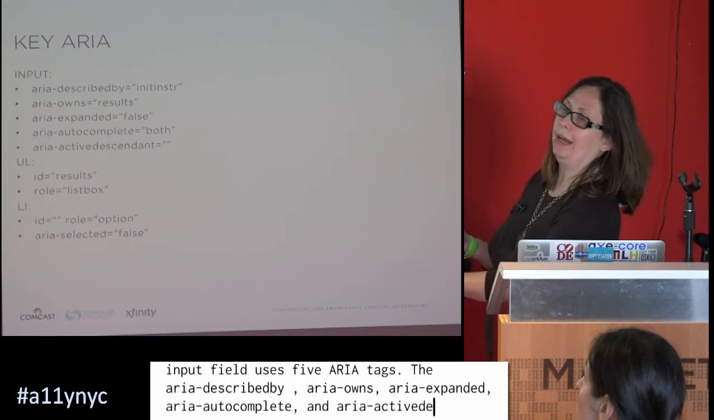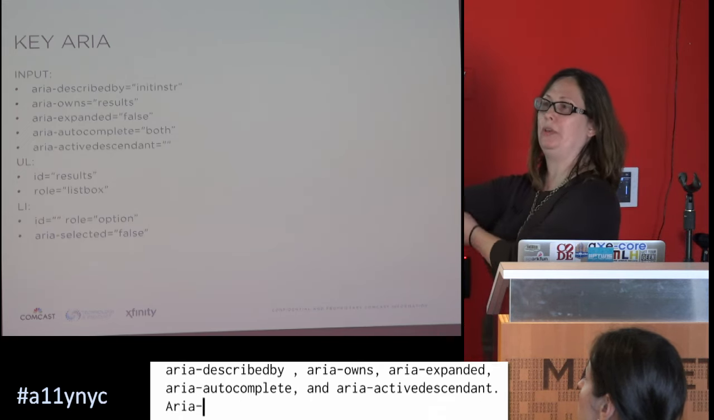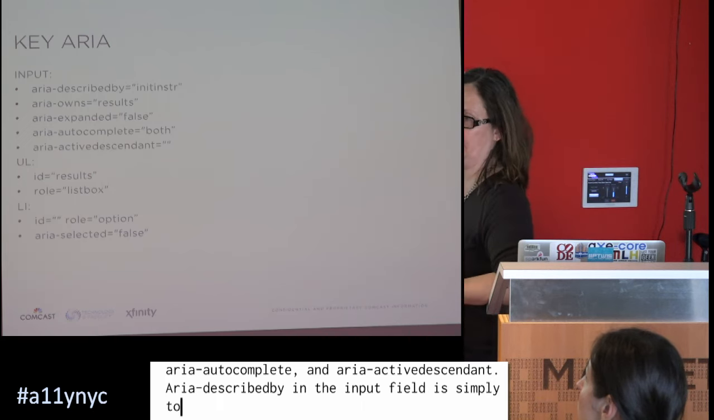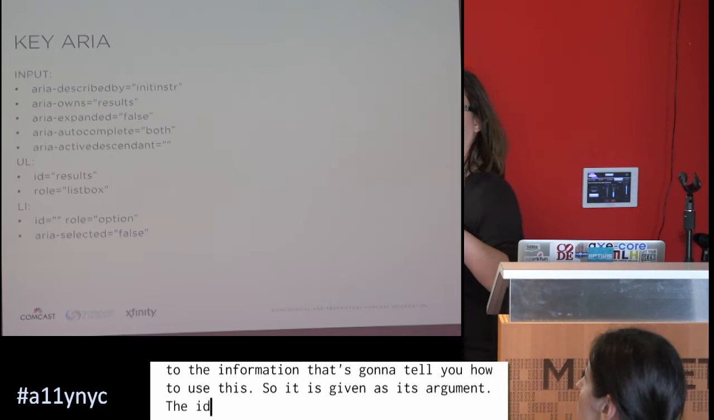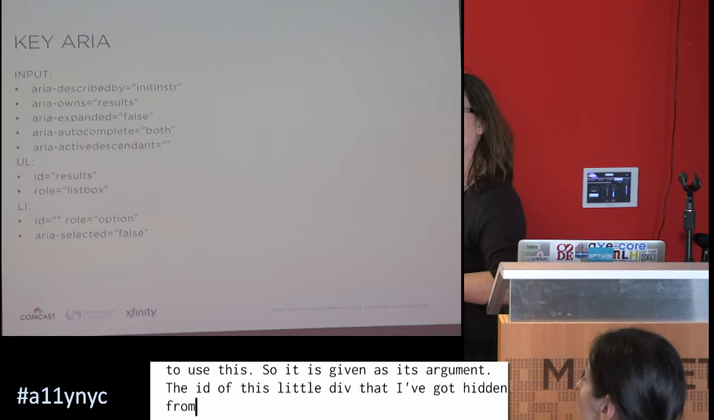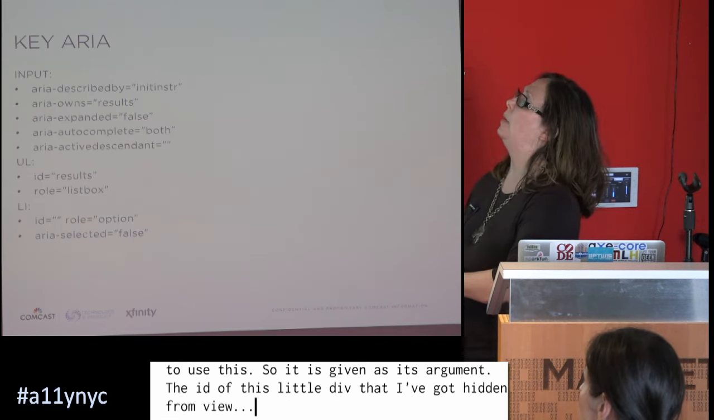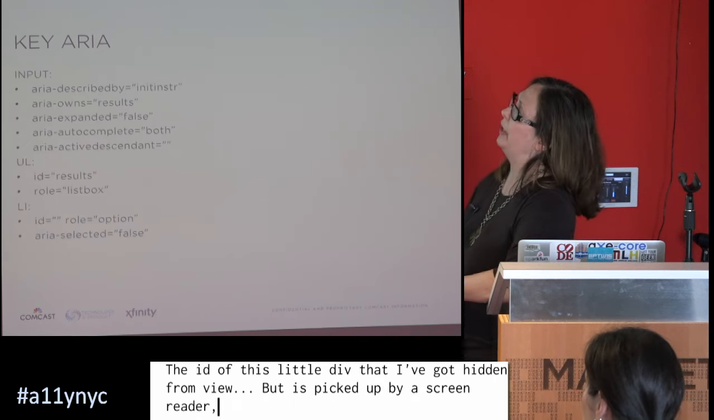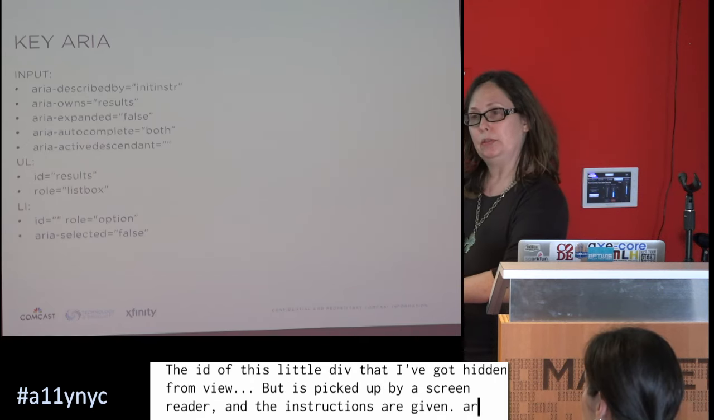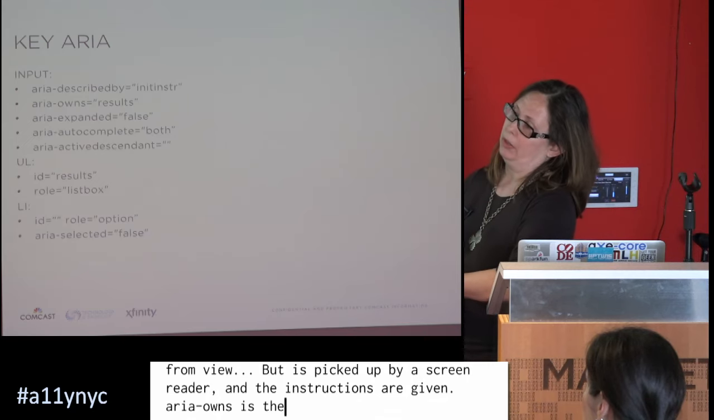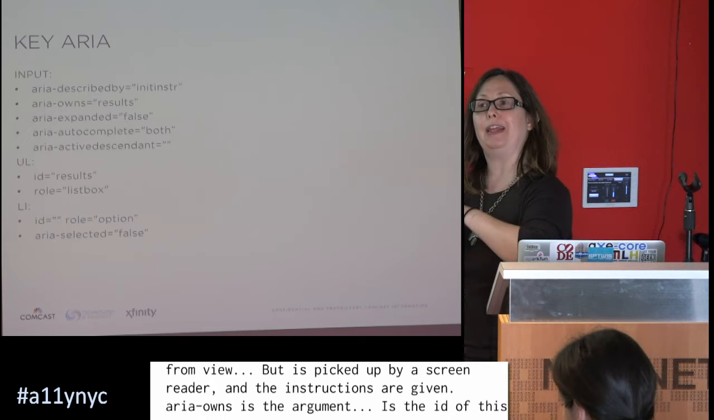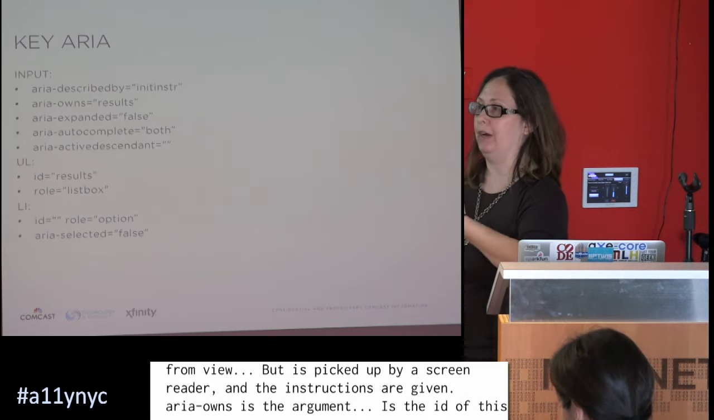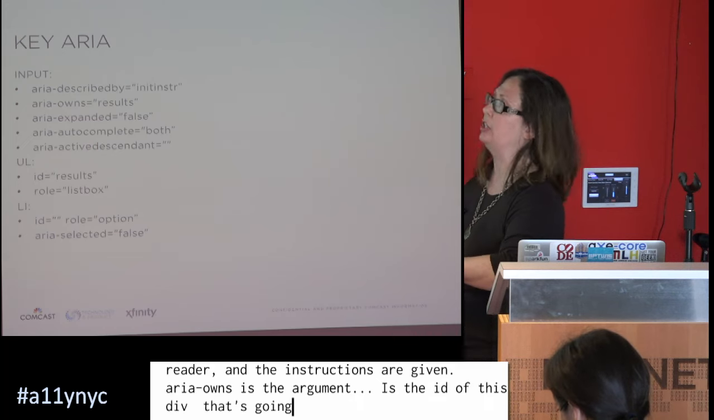Aria described by in the input field is simply the information that's going to tell you how to use this. So it is given as its argument the ID of this little div that I've got hidden from view, but is picked up by a screen reader, and the instructions are given. Aria owns, the argument is the ID of this div that's going to expand and give us our solutions or suggestions.